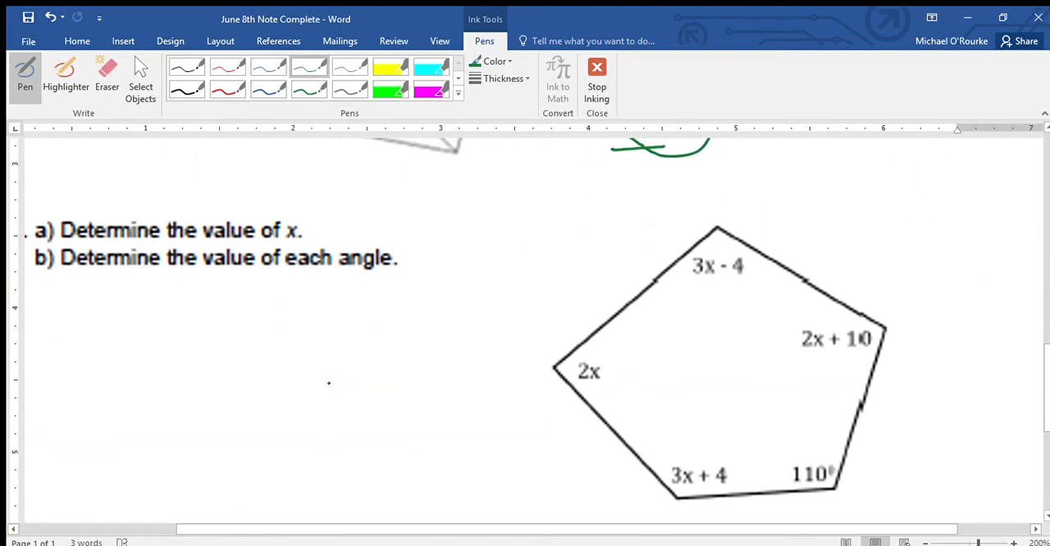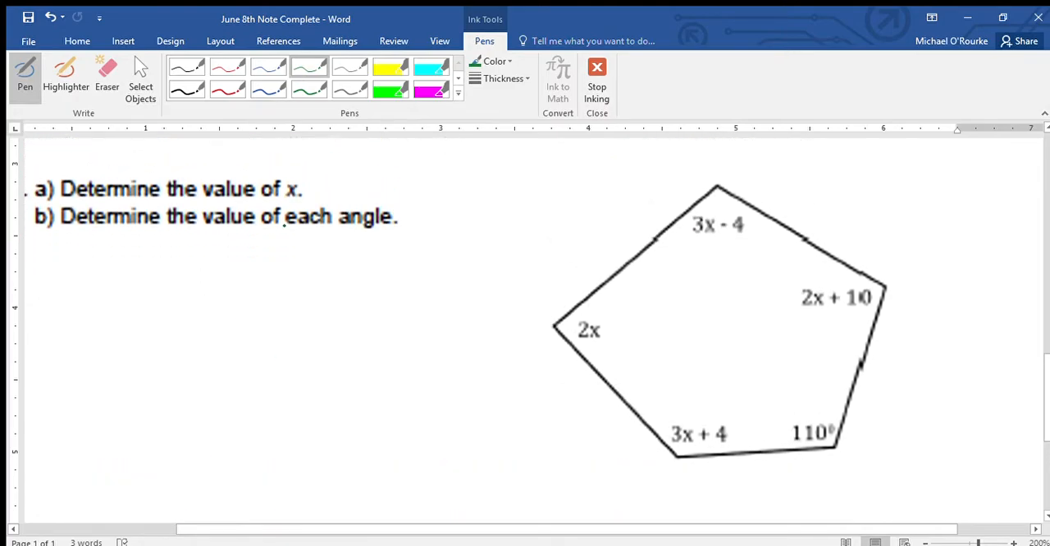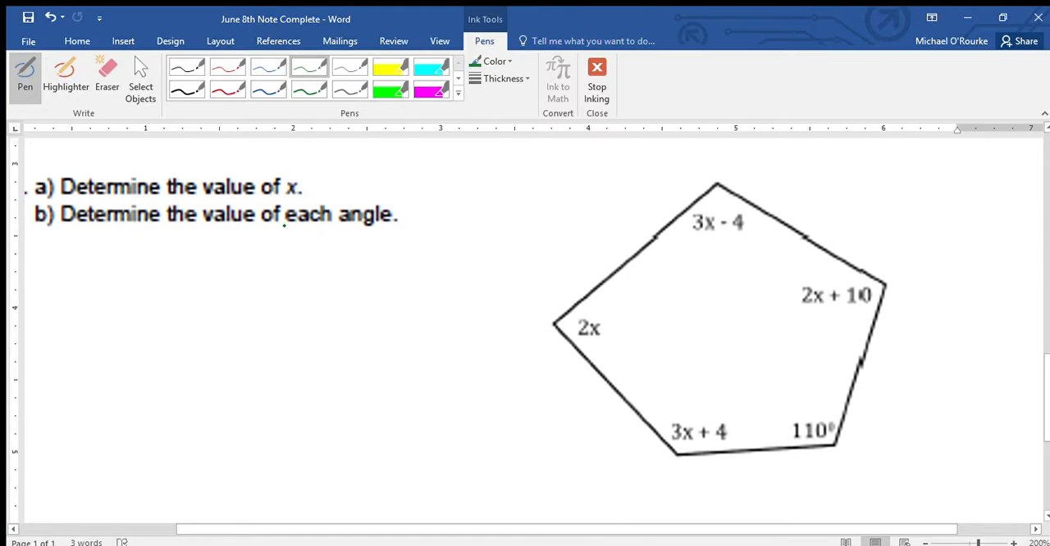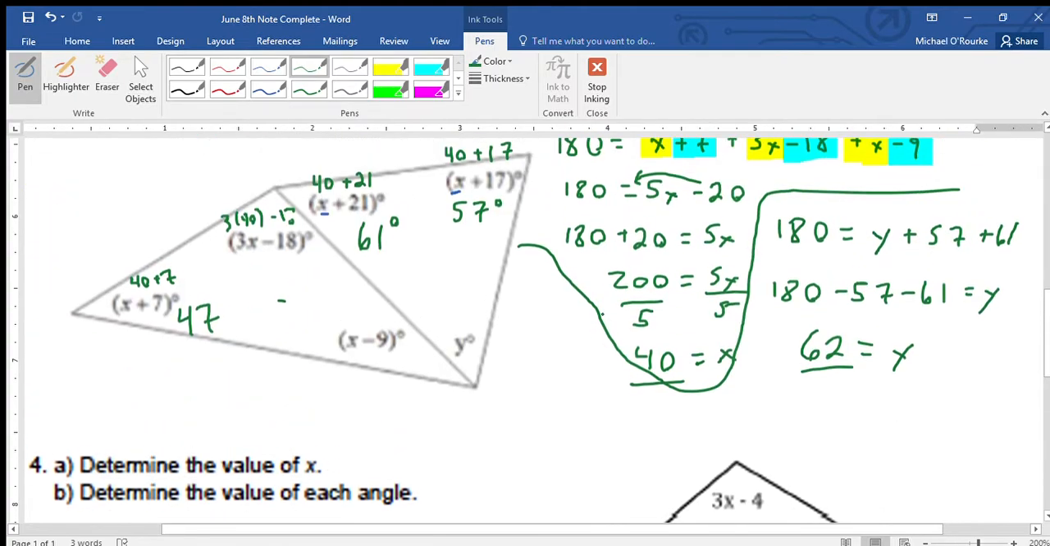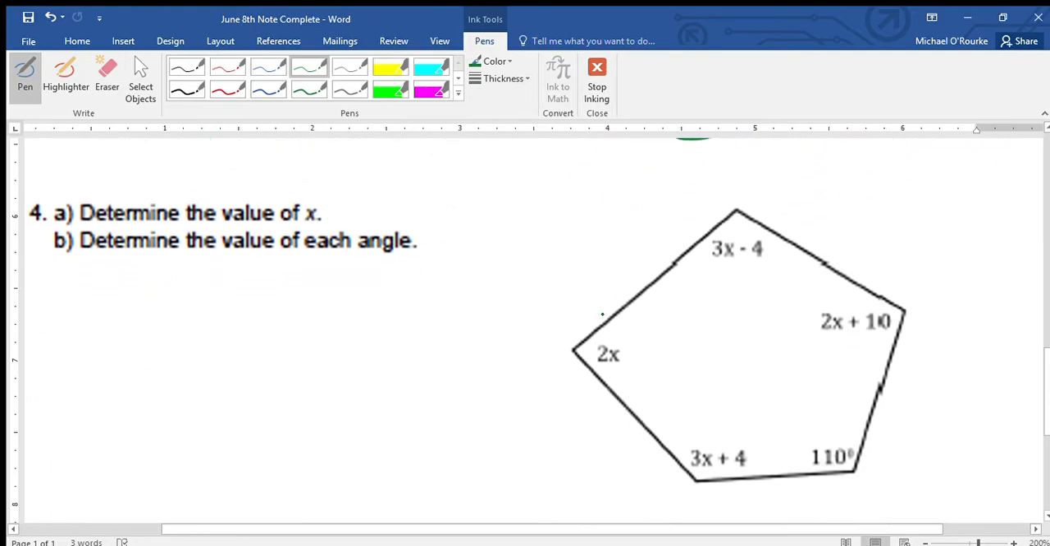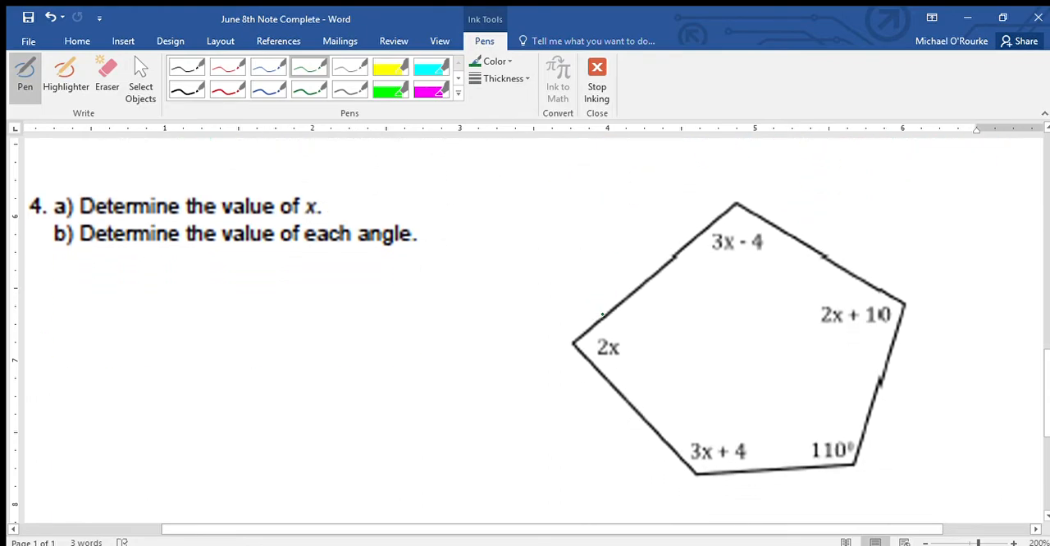Oh, here's a big one. Determine the value of x, and then determine the value of each angle. All right, so what kind of shape do we have here? And these little kinks right here are not different angles. They're just a line. I have no clue why it looks like that. So in the previous question, we knew a triangle is 180. Well, this isn't a triangle. So let's find out the interior angle of this.